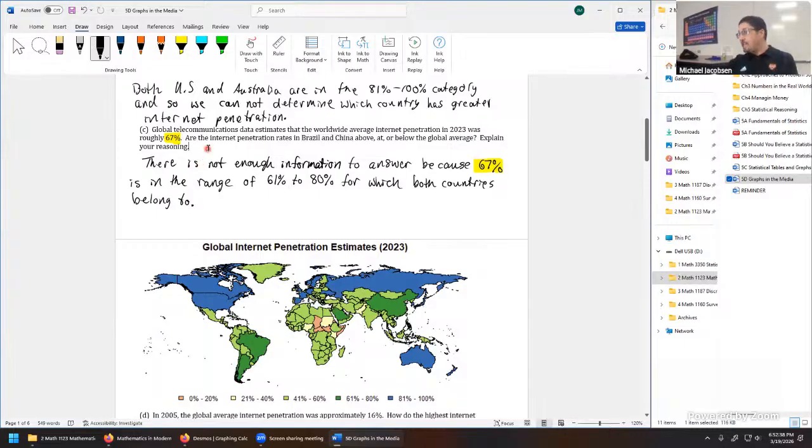If we were talking about, say, maybe Greenland or maybe India, we would say they're below because those are in categories 41 to 60%. And the average was slightly higher. So we could give a definite answer to that. But question 6 was kind of roughly misleading in this certain sense. But as long as we explain our reasoning, we can still get through this kind of question.